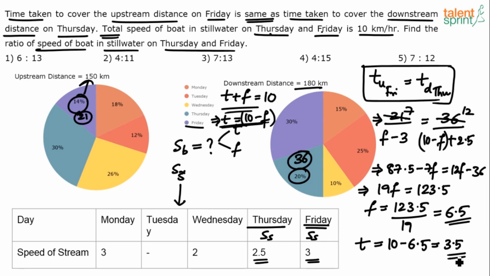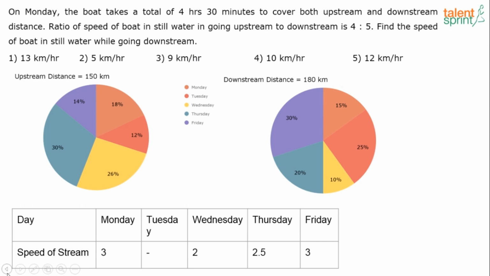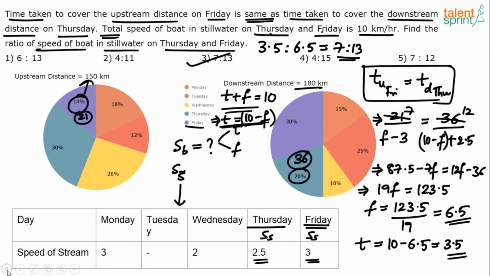So basically, we have found the speed of the boat on Thursday and Friday respectively. Now, what is he asking us to find out? The ratio of the speed of the boat on Thursday and Friday. Thursday speed is 3.5 is to Friday speed 6.5. 3.5 is to 6.5 is 7 is to 13. That's your final answer: 7 is to 13, option 3.